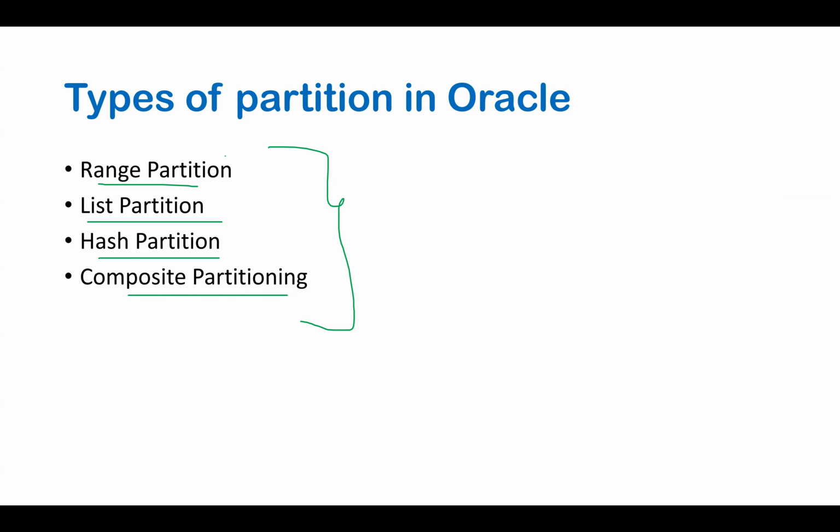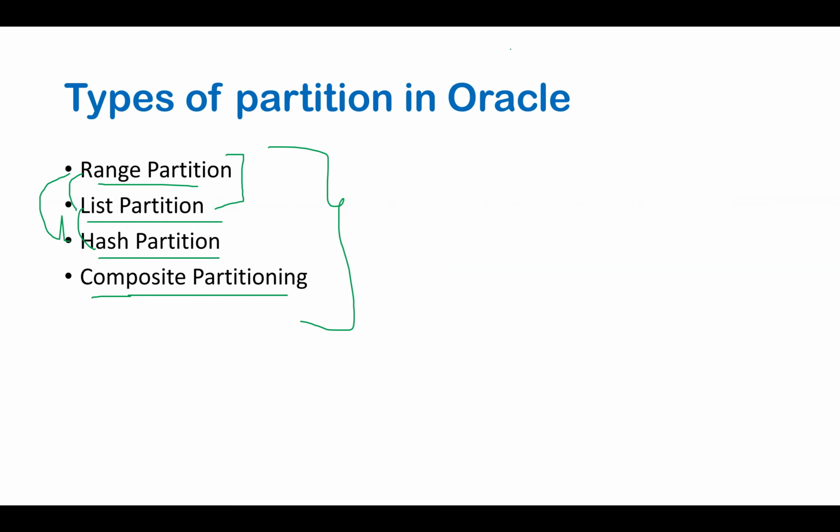Composite partition means you can combine any of the partitions, like range and list, hash and range. So you can combine and then create a partitioning. So that is composite partitioning, which is a partitioning strategy. Range partition, it's similar to Informatica. If you know the definite range, you're going to use it, for an example, an employees table. You have a salary range. Yes, you can create salary range partitioning.